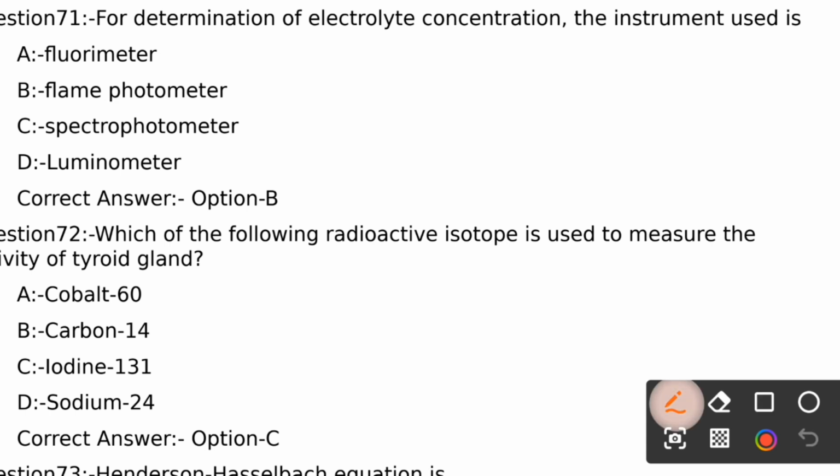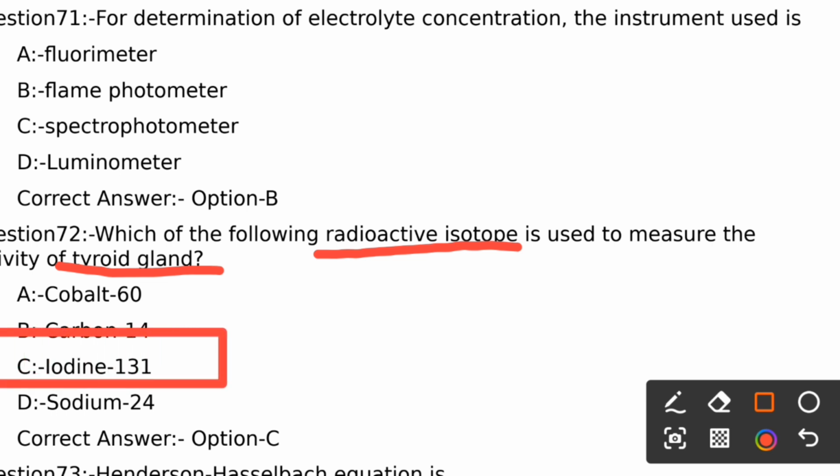Next question. Which of the following radioactive isotopes is used to measure the activity of thyroid gland? Radioactive isotope for thyroid gland activity. Cobalt 60, carbon 14, iodine 131, sodium 24. The right answer is option C, iodine 131.